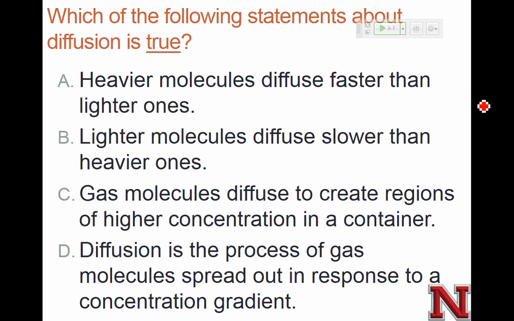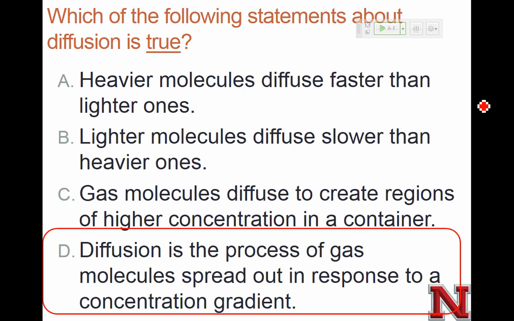So if we look at this one, which is true about diffusion? Diffusion is the process of gas molecules spreading out in response to a concentration gradient. Generally, lighter molecules are going to have a faster rate, so therefore they're going to diffuse faster than heavier ones. So that's usually what we see. And then A and B are pretty much saying the same wrong thing. They're both saying the same thing, just both wrong.